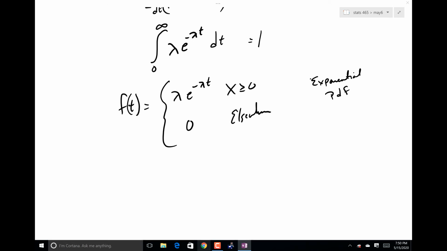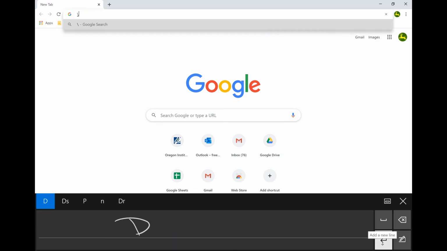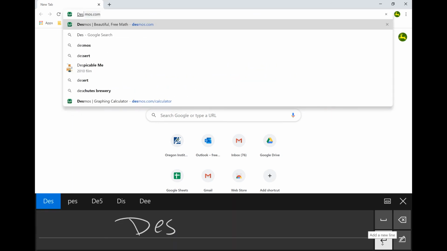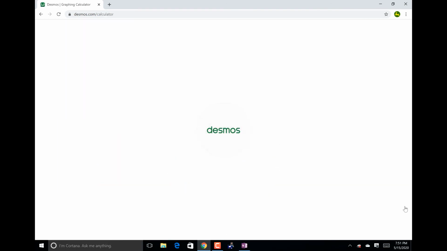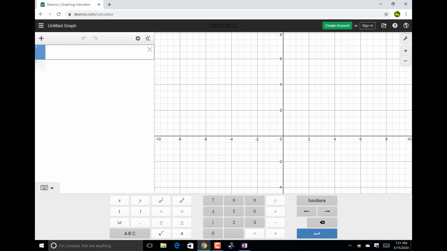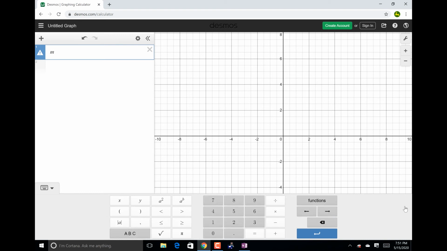Let's go into the old Desmos.com. It's beautiful math, man. So, you can do it a bunch of different ways. I'm going to do an A, I guess. Well, I'll do an M, so it's kind of like a mu. I don't really care. Times E.